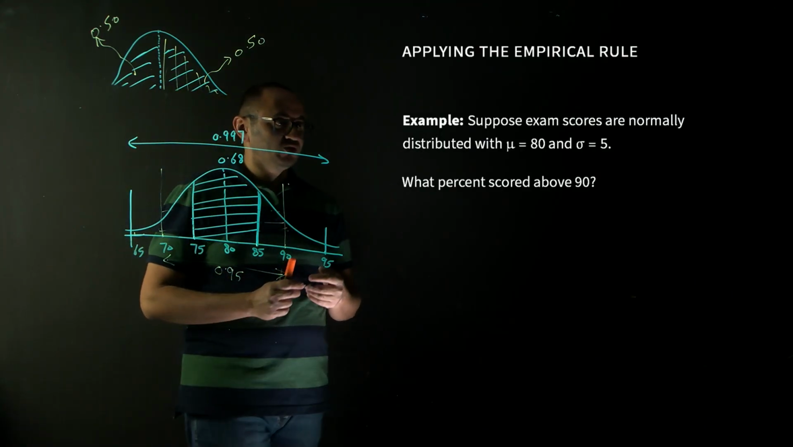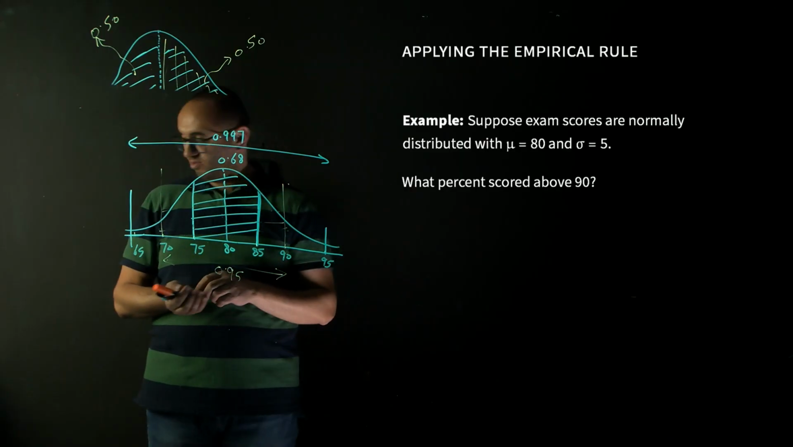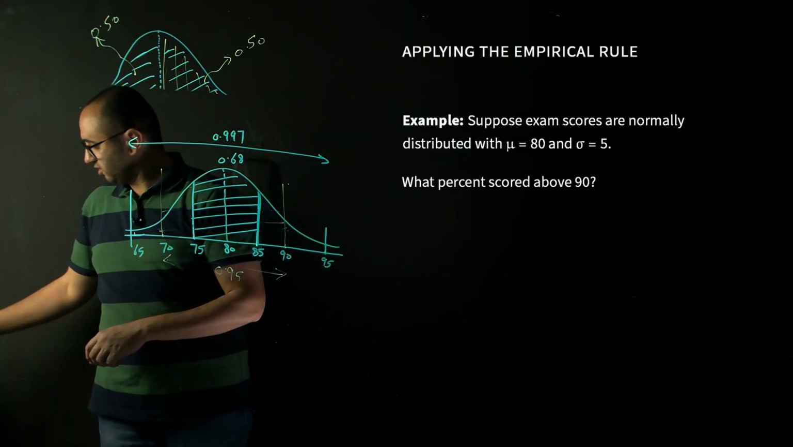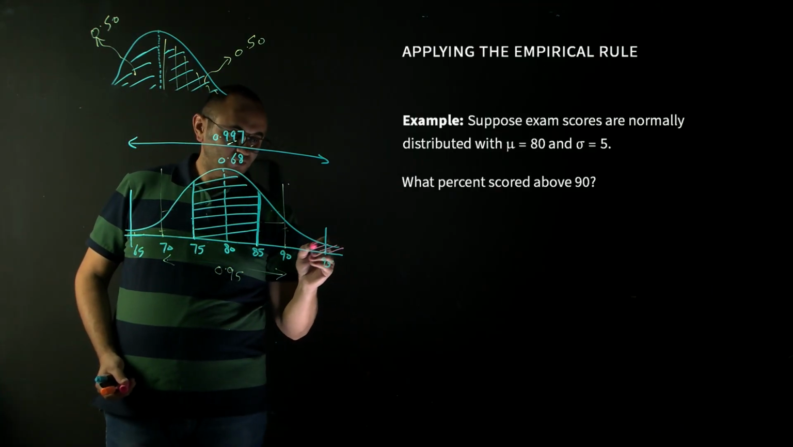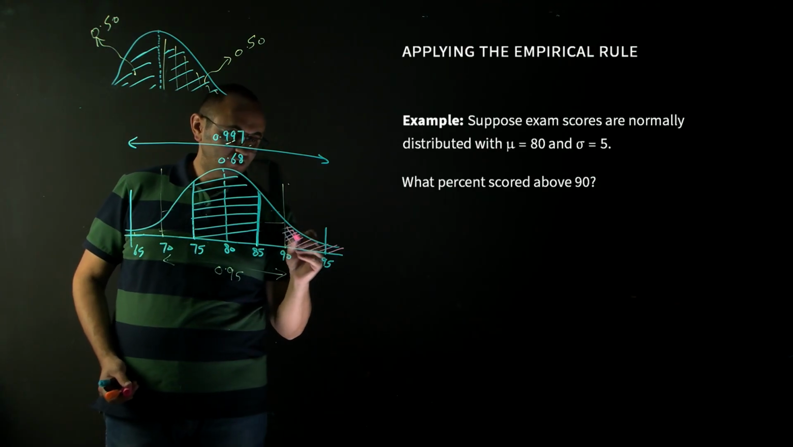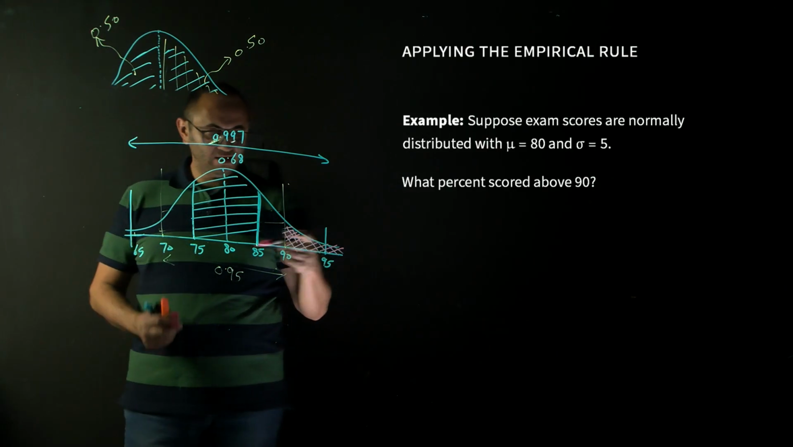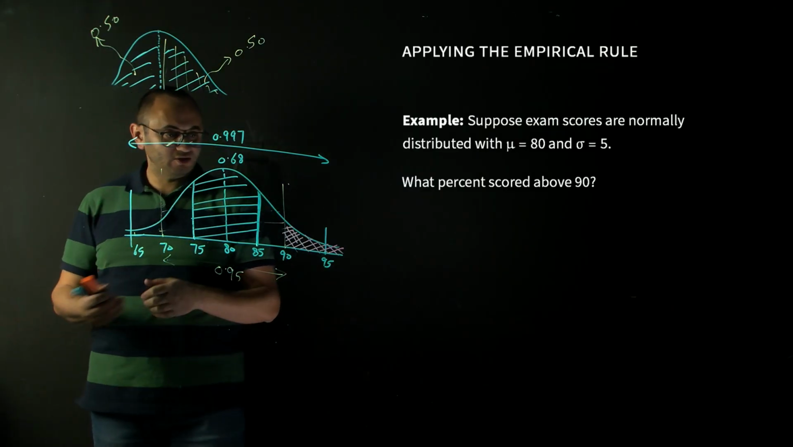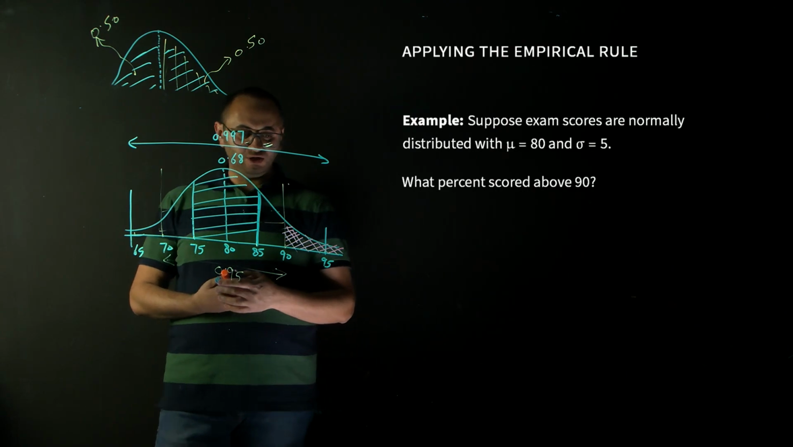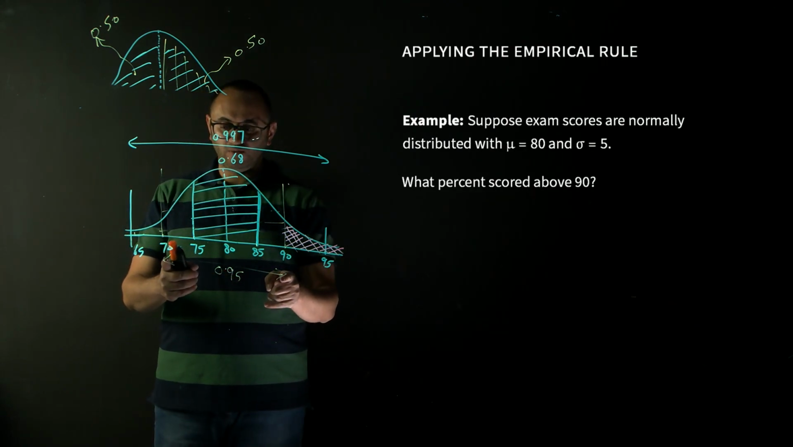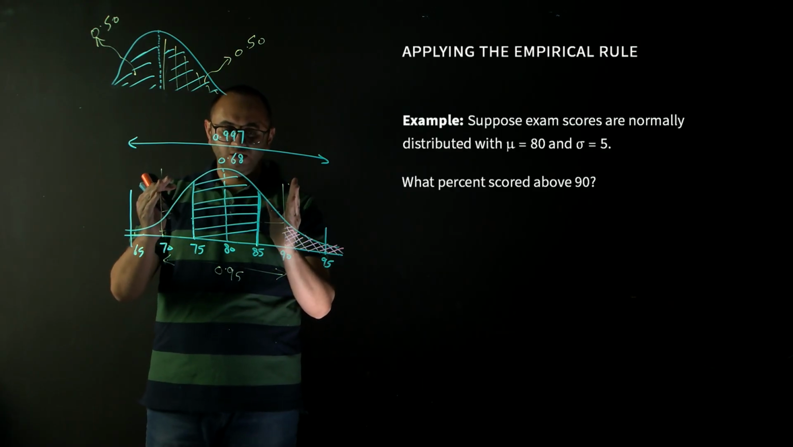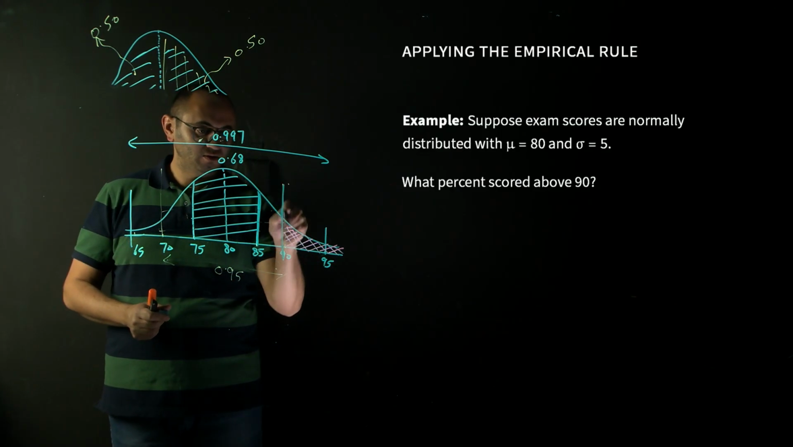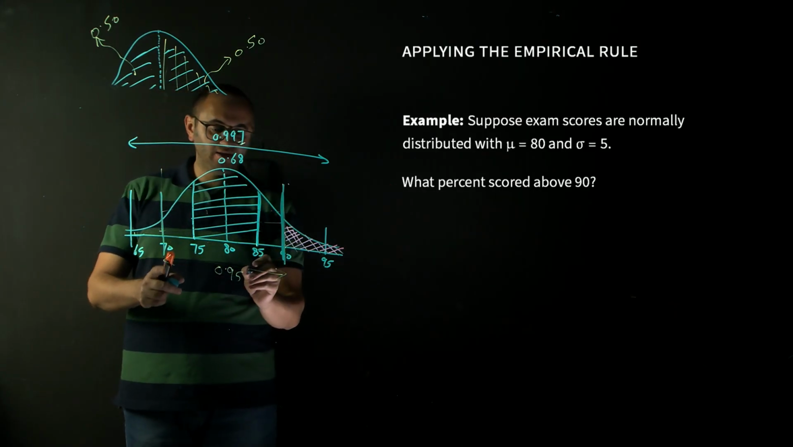So the question is, what percent score above 90? Okay, so above 90 means we are here. This is the area above 90, right? This pink area is the probability above 90. Okay, so to answer this question, we know that if we are between 70 and 90, then we are in the 95% probability, right? So, or again, the area between 90 and 70 is 95%.